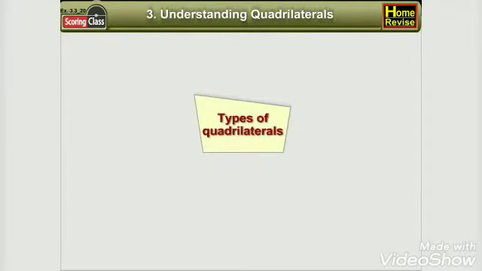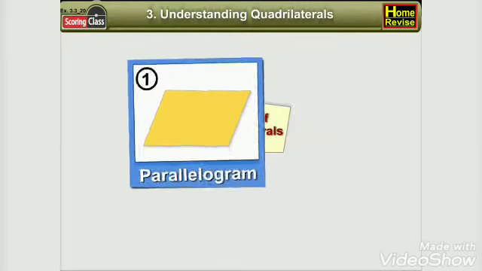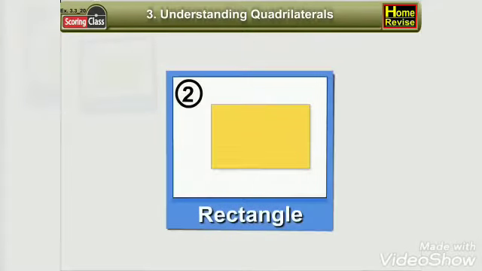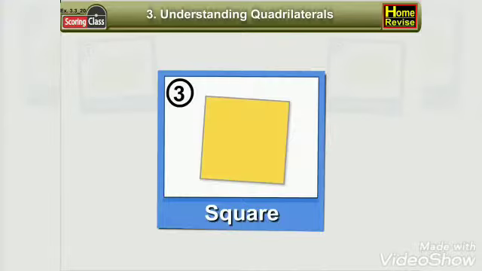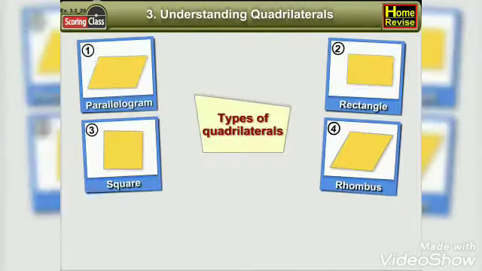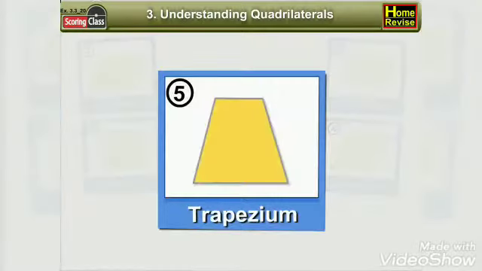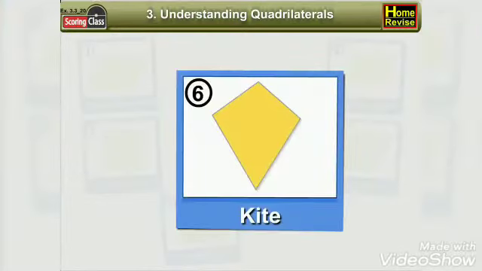Types of quadrilaterals. Following are the types of quadrilaterals. 1. Parallelogram. 2. Rectangle. 3. Square. 4. Rhombus. 5. Trapezium. And 6. Kite.